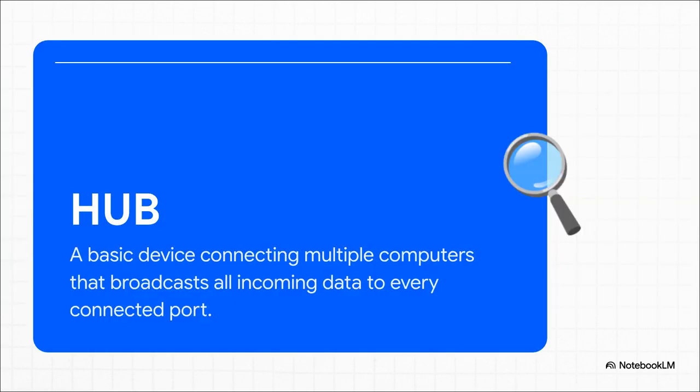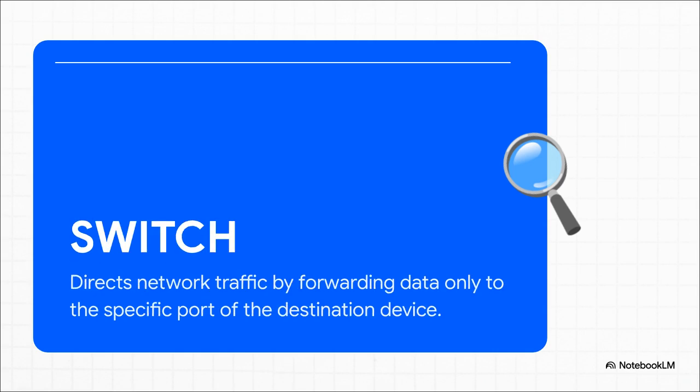Now, if you have a wired network, the old school way to connect everything was with a hub. And you can think of a hub as just a loudmouth in a crowded room. It just shouts any data it receives to every single device connected to it. It's super noisy and really inefficient. This is exactly why we use a switch now. A switch is so much smarter. It's like a high-tech mailroom sorter.